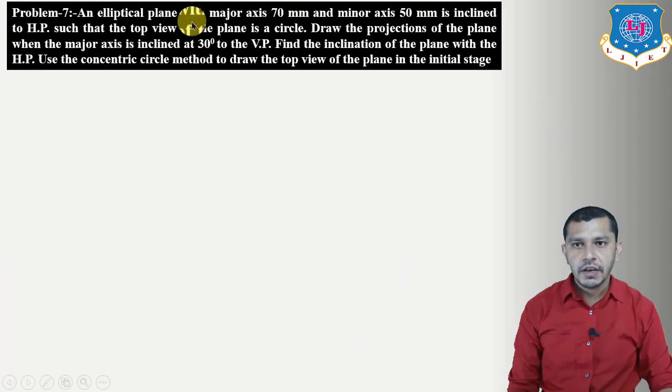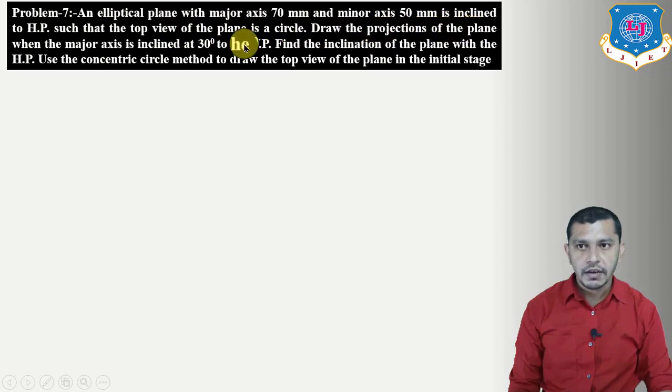An elliptical plane with major axis 70 mm and minor axis 50 mm is inclined to HP such that the top view of the plane is a circle. Draw the projection of the plane when the major axis is inclined at 30 degree to the vertical plane. Find the inclination of the plane with the horizontal plane. Use the concentric circle method to draw the top view of the plane in the initial stage.